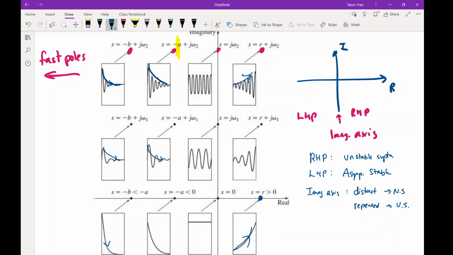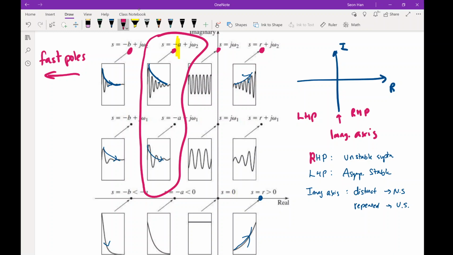On top of it, for the left half plane, for the asymptotically stable system, depending on the values of the imaginary part, let's compare these two. What's the difference between those two? You have the same real part, but different imaginary parts, so you have different frequencies. And how about that one? It's not oscillating. But in all those three cases, you have an asymptotically stable system where the response will die down to zero.